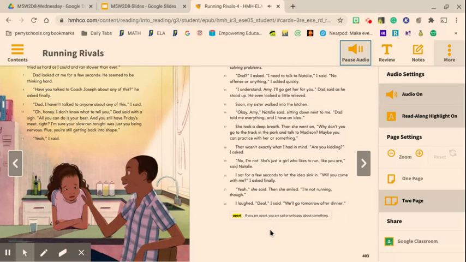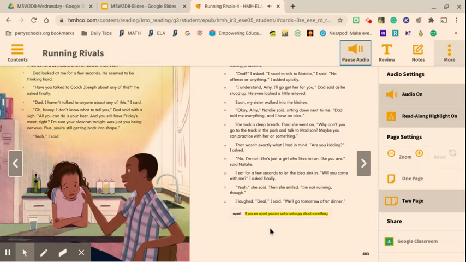Upset. If you are upset, you are sad or unhappy about something. So again, we have another vocabulary word, upset. The definition's at the bottom. So you're sad or unhappy about something.